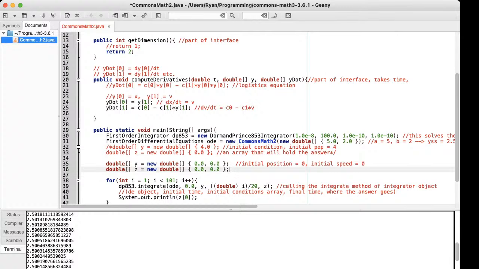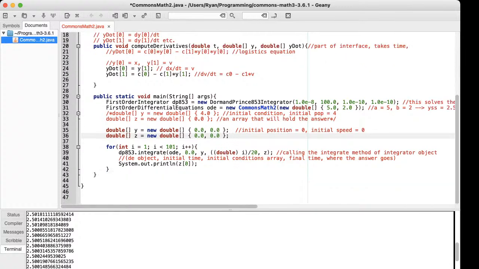And then I just do the exact same thing. This is just boilerplate. It's going to be exactly the same. And I'm printing the 0th component of the answer. The 0th component of the answer is going to be position. So I'm printing the position at various times. Okay, so let's run it.